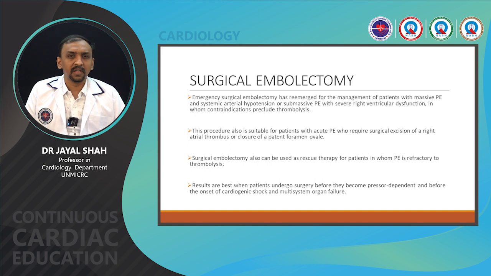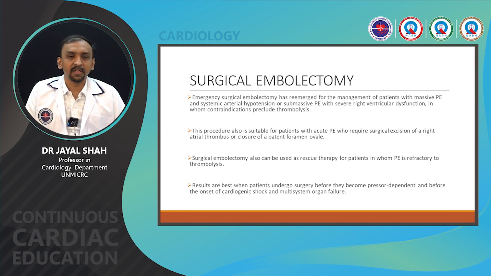An emergency surgical embolectomy has re-emerged for the management of patients with massive PE and systemic arterial hypotension, or submassive PE with severe RV dysfunction, in whom there are contraindications for thrombolysis. It is also suitable for those patients with acute PE who require surgical excision of a right atrial thrombus or closure of a patent foramen ovale. It is often used as a rescue therapy for patients in whom thrombolysis is not successful.